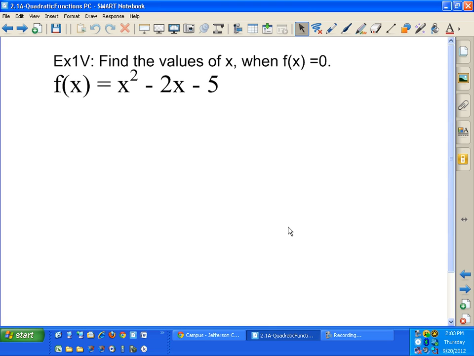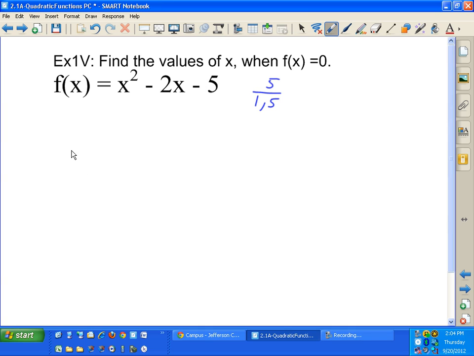And so the first one here, example one of the video notes, says find the values of x when f of x equals 0 of this function. And so we're going to use the quadratic formula. You might be able to factor this, but since 5 is a prime number, the factors of 5 are 1 and 5, and therefore when I subtract them, there's no way I can get 2. So I'm going to have to go ahead and use the quadratic formula for this.